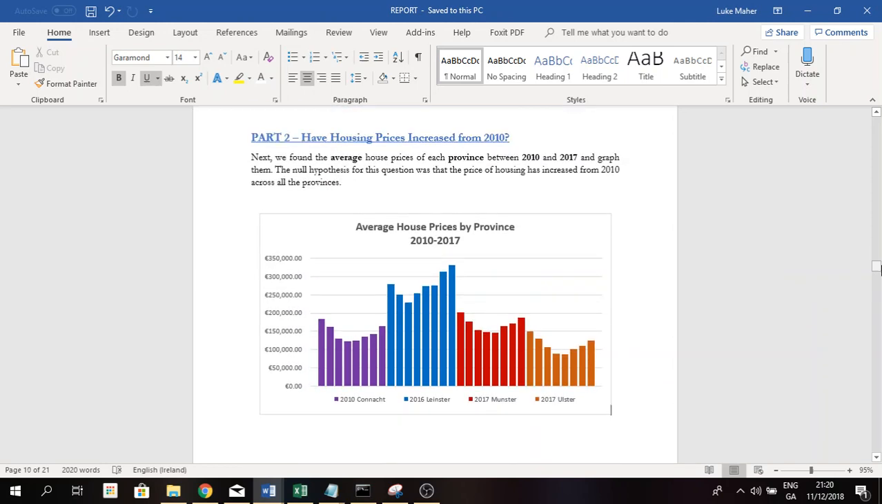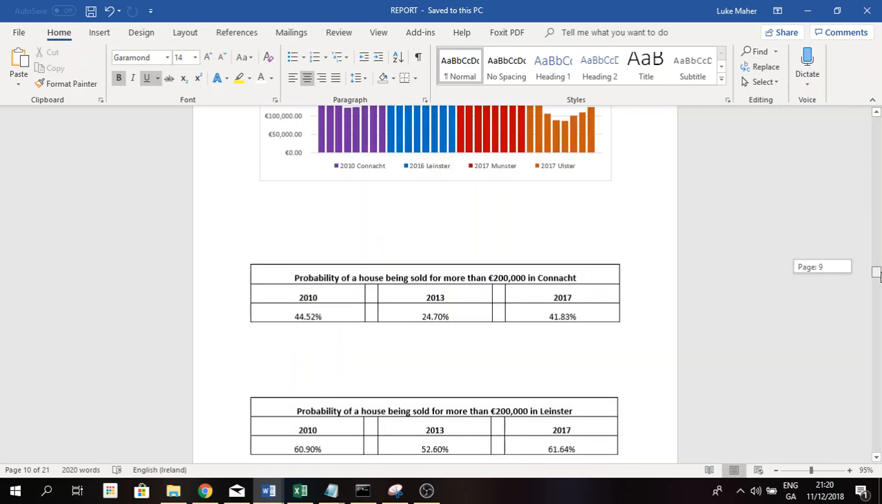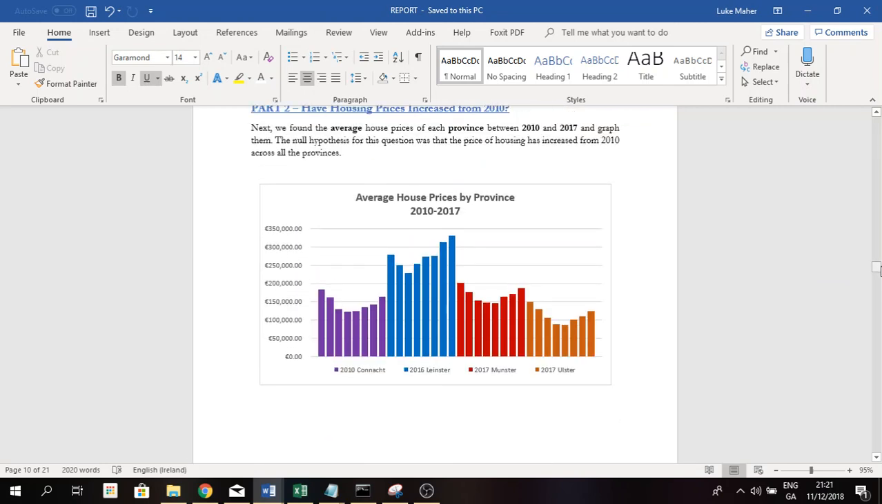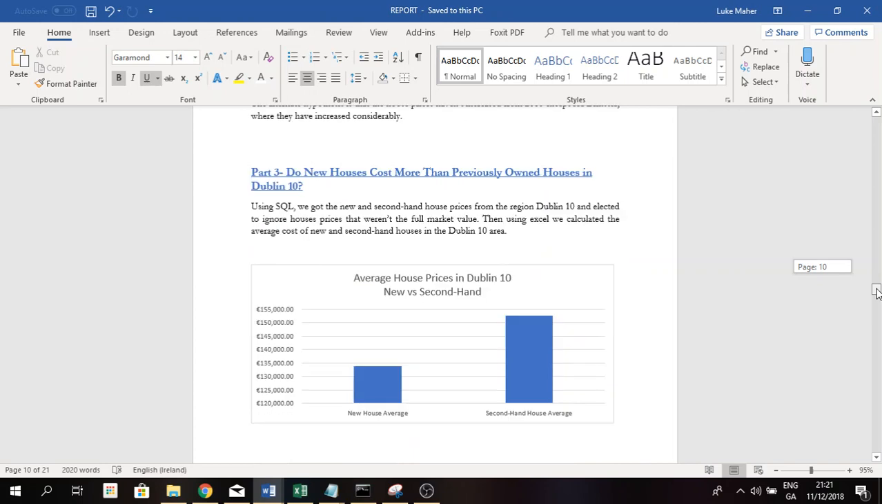The null hypothesis was that they have increased across all the provinces. Sorry, but it's not the case. They've increased in Leinster, but not in the other provinces. So the alternate hypothesis is that they've only increased in Leinster and they've decreased everywhere else since 2010.